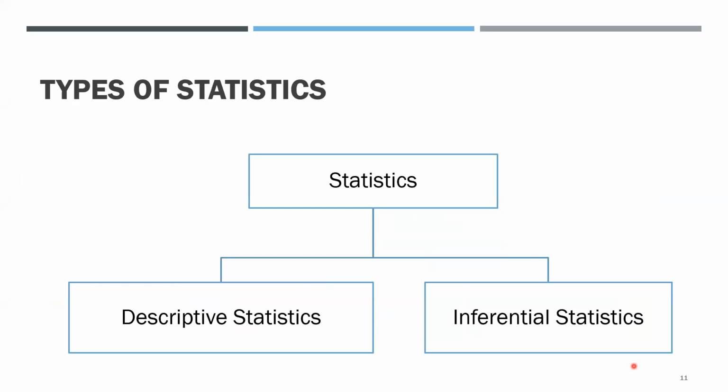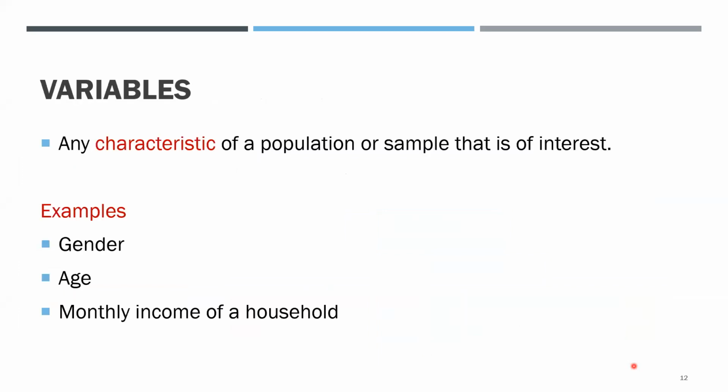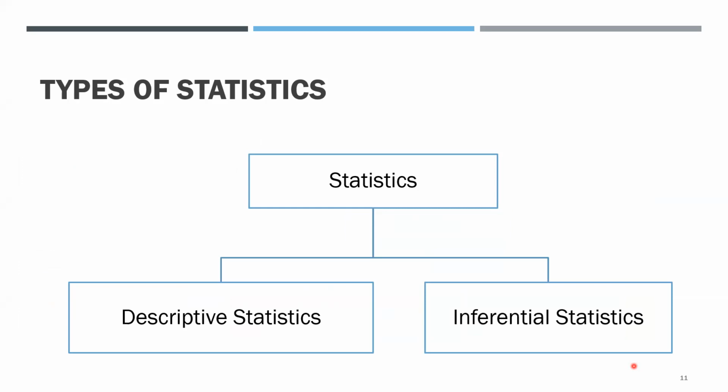So what is descriptive statistics? In descriptive statistics, what we are doing is we are going to describe our data set using certain figures, tables, likewise. So certain summary measures like mean, median, mode, those things.